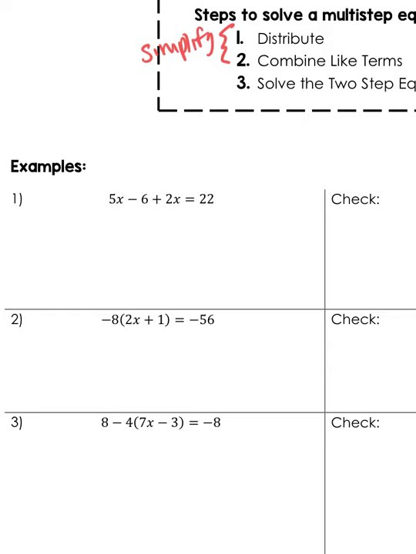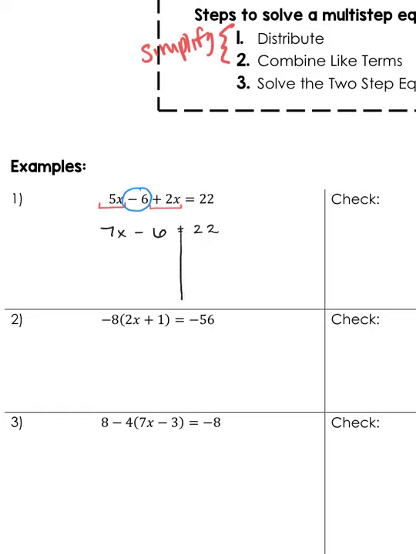So for this first one, my first step when I'm simplifying is to distribute. I don't have any parentheses in this equation, so I don't have anything to distribute. So my next step would be to combine like terms. I have a positive 5x and a positive 2x, and a negative 6. The negative 6 doesn't have any like terms, but 5x and 2x are like terms. So if I add those together, I get 7x. I'll bring down my negative 6, bring down my equal sign, and bring down the 22 on the other side.